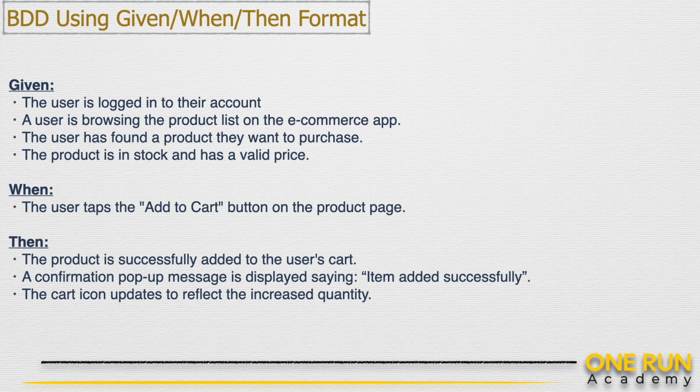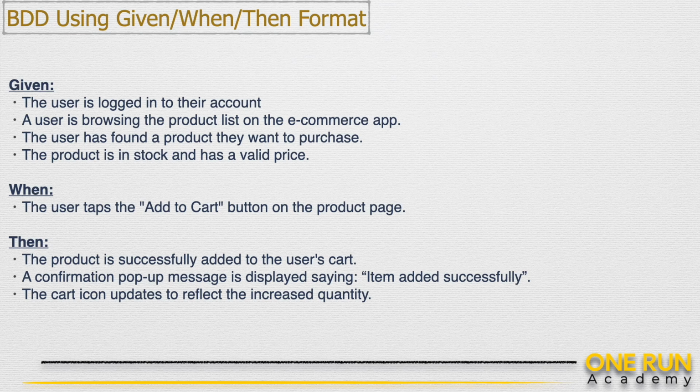Given the user is logged into their account, a user is browsing the product list on the e-commerce app, the user has found a product they want to purchase, the product is in stock and has a valid price. When the user taps on Add to Cart button on the product page, then the product is successfully added to the user's cart. A confirmation pop-up message is displayed saying item added successfully. The cart icon updates to reflect the increased quantity.